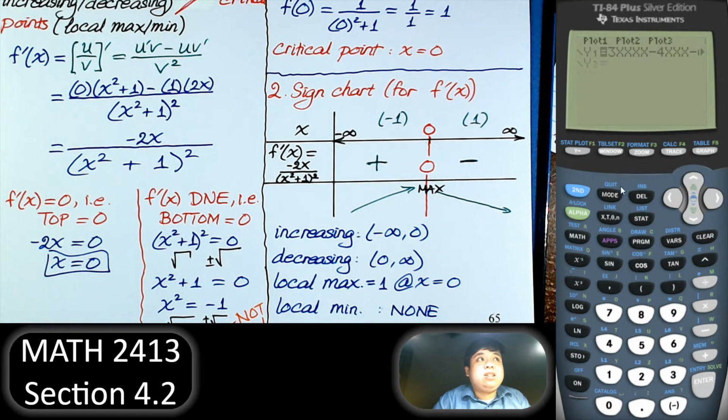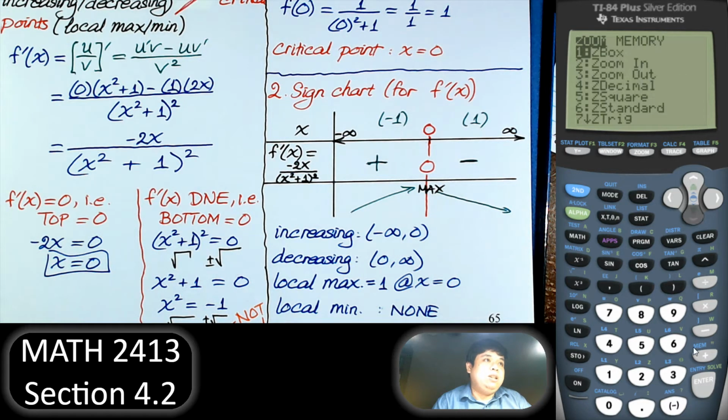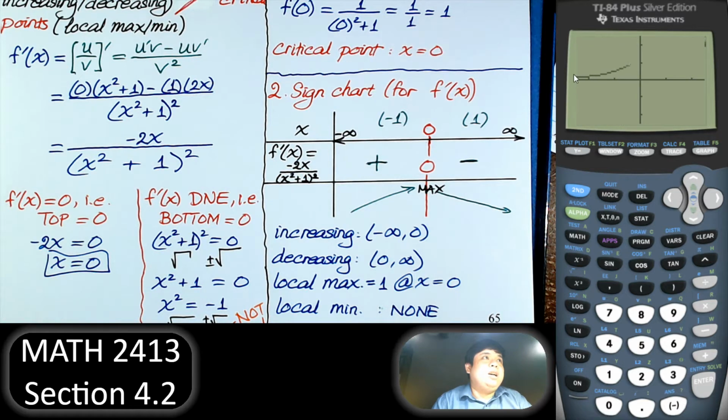If we want to test, we can put in the graph and see if we do have something similar to the sign chart. 1 over x squared plus 1. So as you see, let me zoom in. It is increasing from -infinity to 0 and then decreasing. And that will be the maximum when x equal to 0, y equal to 1. So maximum is right there. So it is consistent with the sign chart that we have.